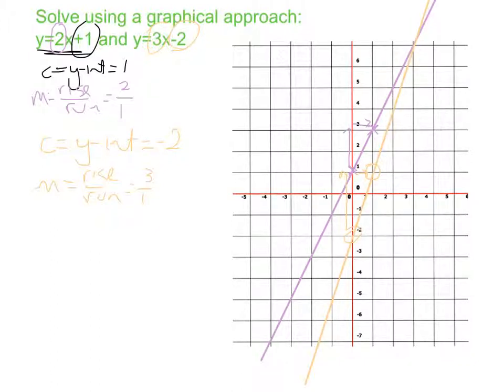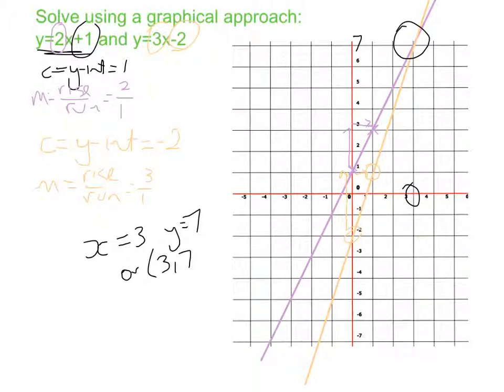Now that I've got my second line drawn, we look for the spot where the two of them cross over, which happens to be up here, and that occurs at y equal to 7 and at x equal to 3. So the solution to this one is x equals 3 and y equals 7, or (3, 7).